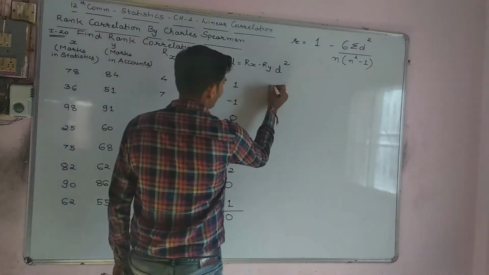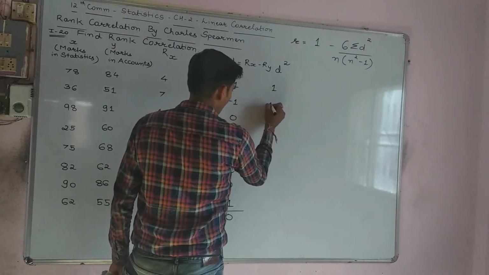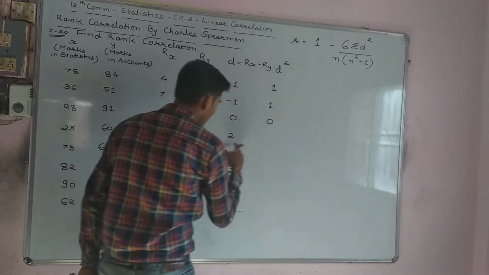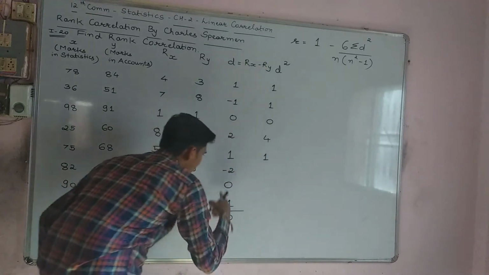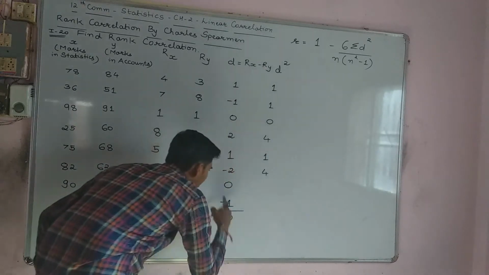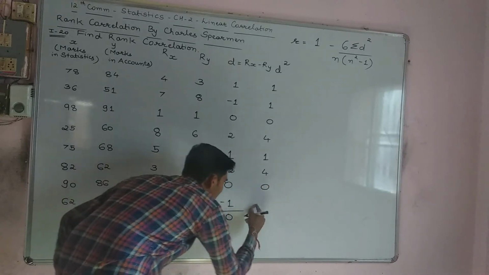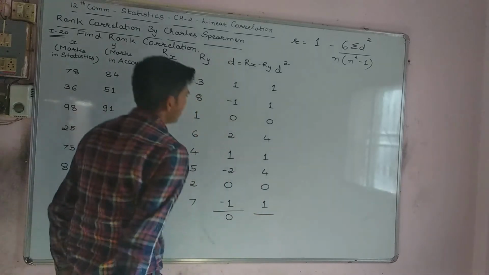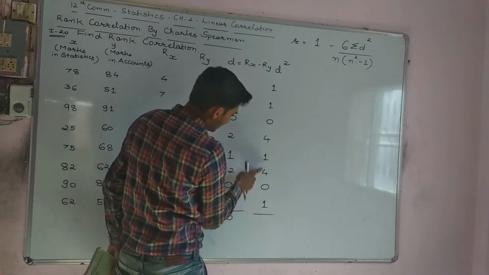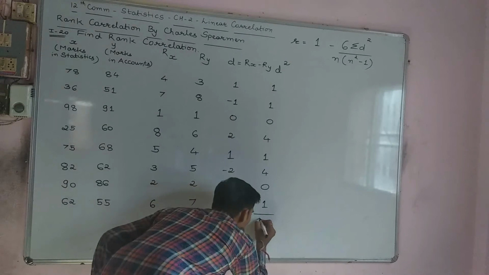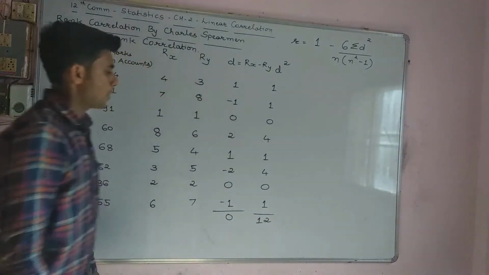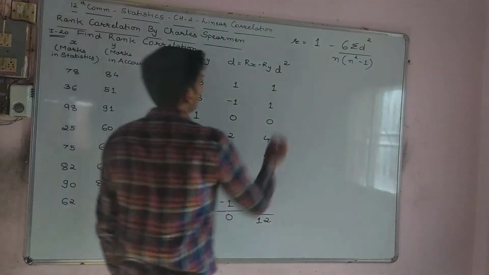Okay, now the last thing that we are required to find is d square. 1 square 1, 1, 0, 2 square is 4, 1 square is 1, minus 2 square is 4, 0, 1. Now 4 plus 1 is 5, 6, 6 plus 4 is 10, 11, 12. So sigma d square is 12.